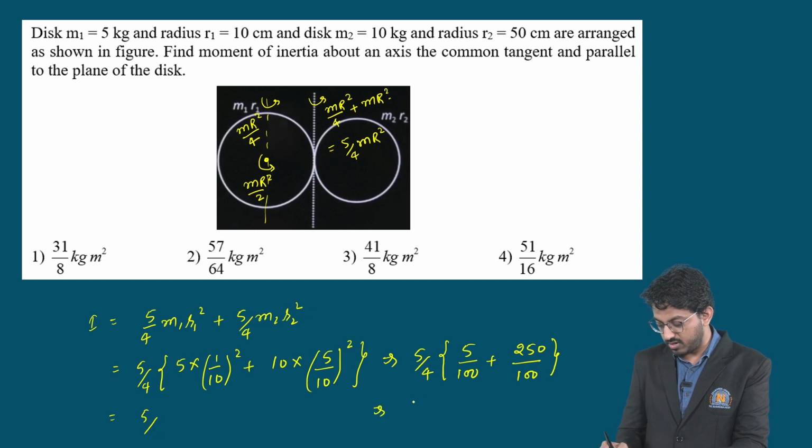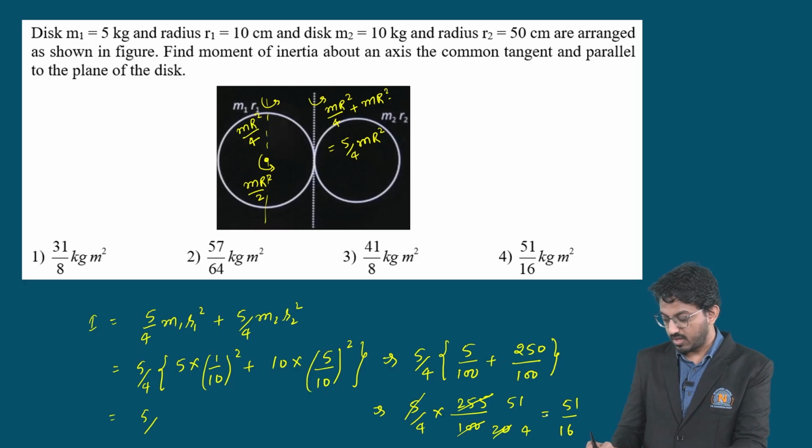So if we solve it further, we get 5 over 4 into 255 divided by 100. Solving it further, we can cancel this 20, 5, 5, 1, 51 and 5, 4, giving us 51 over 16 kg per meter square, giving us the fourth option as the correct one.